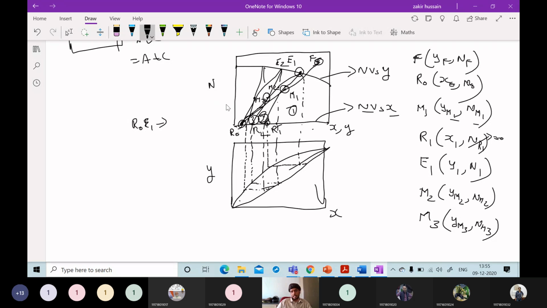If the number of stages is unknown, they have to provide the E1, R1, E2, E3 values. Otherwise, they have to provide the number of stages. Then you have to estimate at each stage the values of E1 and R1, E2 and R2, E3 and R3. Like this, you have to estimate.